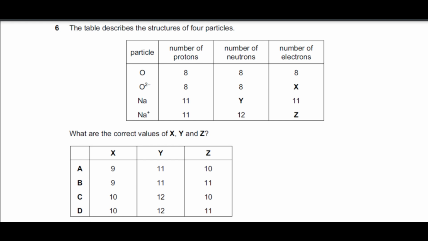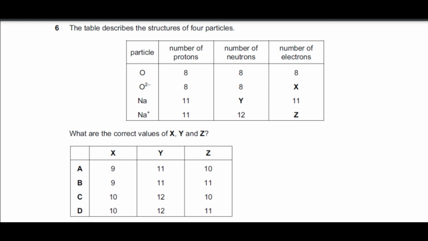So using this information, we know that the value of X should be 10 and Y should be 12. So we have again 2 options shortlisted, which are C and D. We have to look for the third answer now, the value of Z. Z says the number of electrons for the sodium ion. It is a positive ion, so it must have 1 electron less than its protons, so it should be 10.